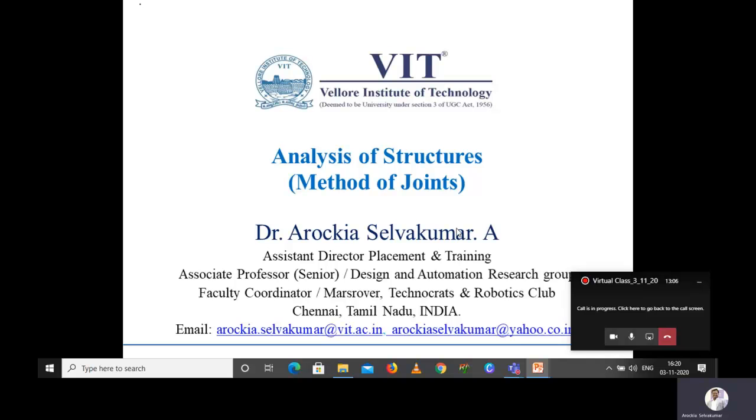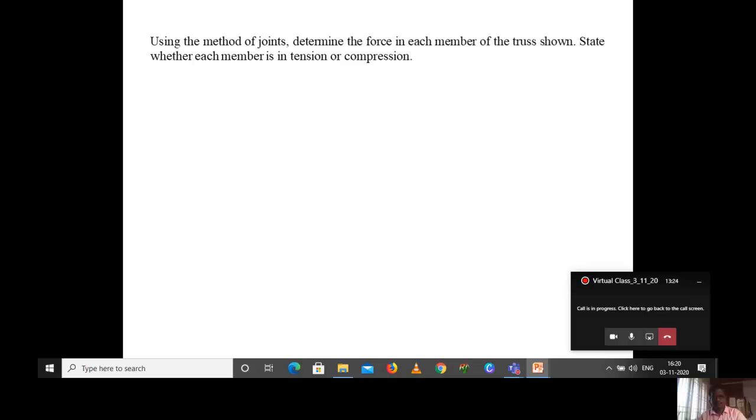Good afternoon, students. Today we are going to see analysis of structures. So today we are going to solve this particular problem using method of joints. What we are going to calculate in this problem is each member force, and then we are going to define whether the member is in tension or compression.